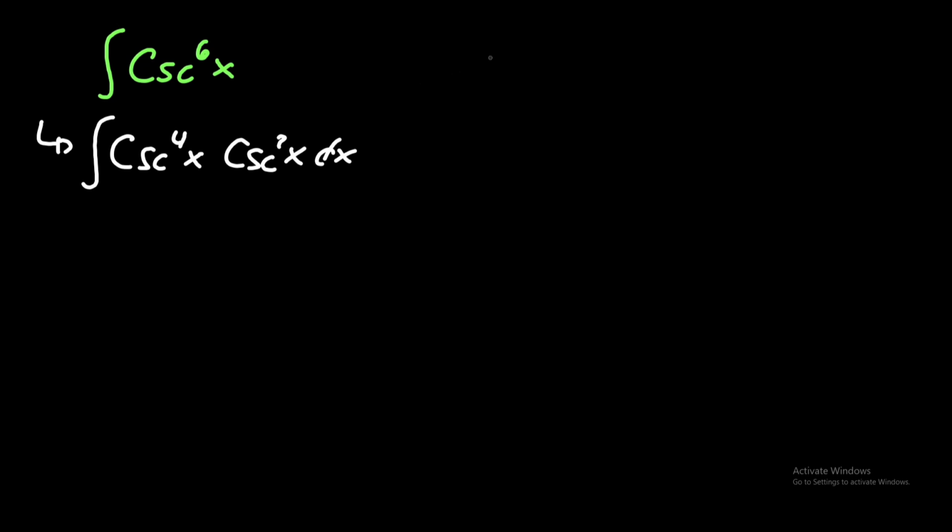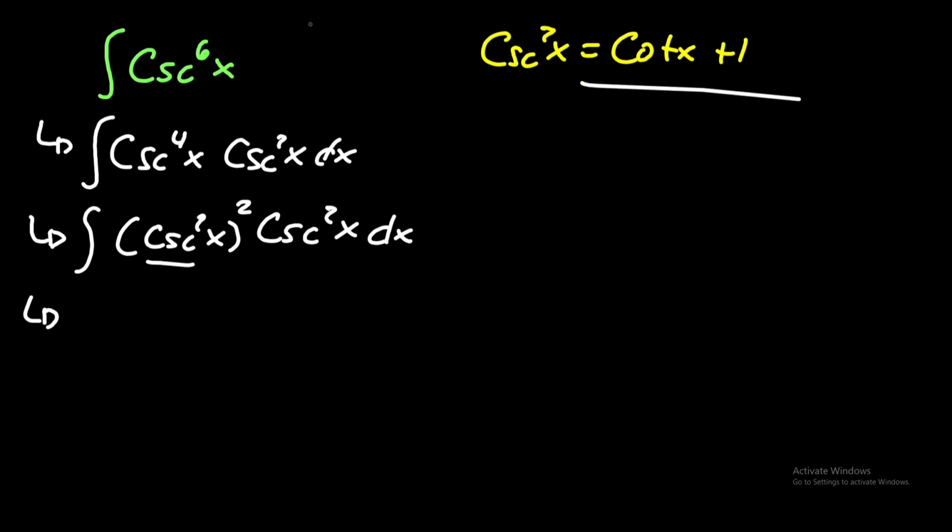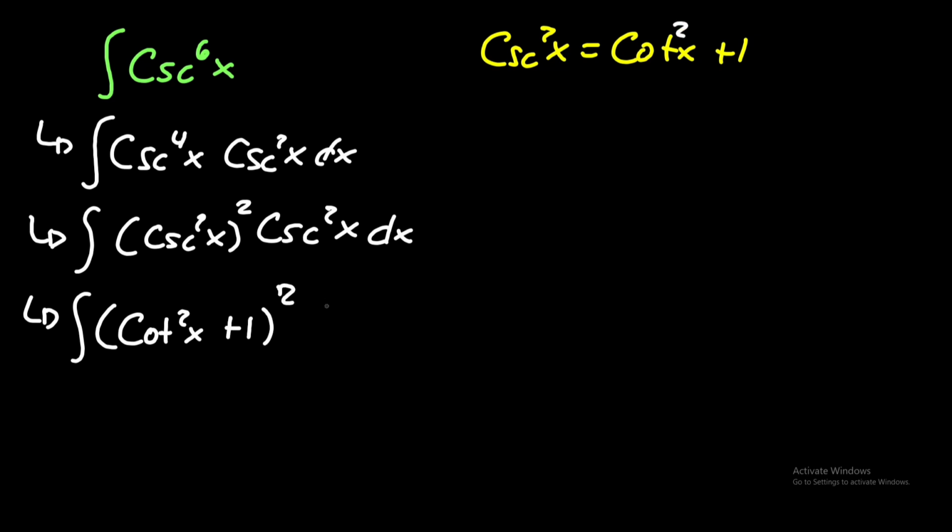We will use the identity cosecant squared of x equals cotangent squared of x plus 1. But since this is in the form of cosecant raised to the power of 4 of x, we must rewrite this. So this can be the integral of cosecant squared of x raised to the power of 2. By rewriting this with the identity, we would have cotangent squared of x plus 1 raised to the power of 2 multiplied by cosecant squared of x dx.